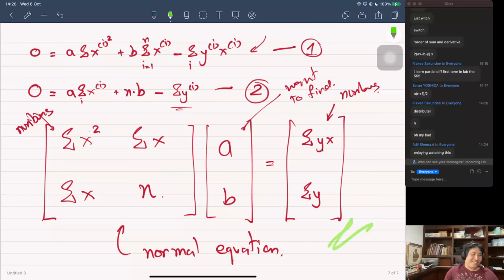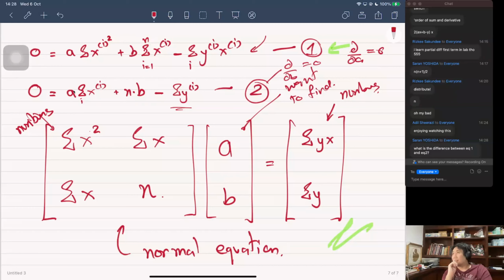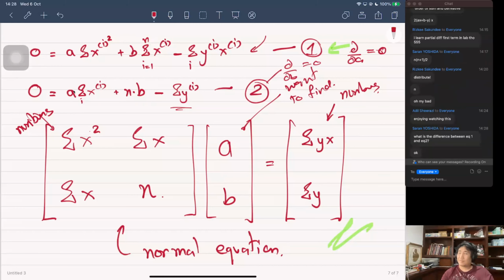Okay, so let's do this. We have a whole bunch of things to do. What's the difference between equation 1 and equation 2? Equation 1 comes from d by dA, and equation 2 comes from d by dB equal to 0. But you need the two. They are totally different things. Think about it. You have two unknowns, A and B. You need two equations. So this is how you get the two equations: the derivative with respect to each of the variables, guaranteed to give you at least one.